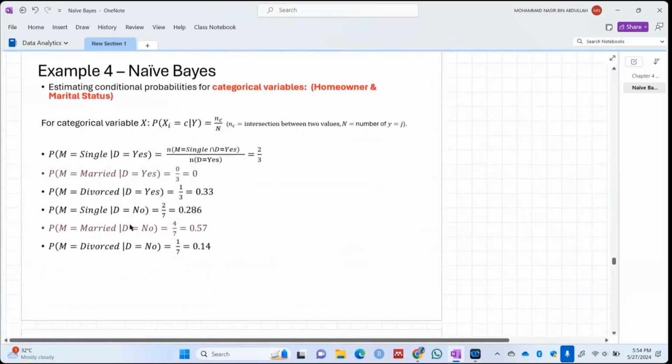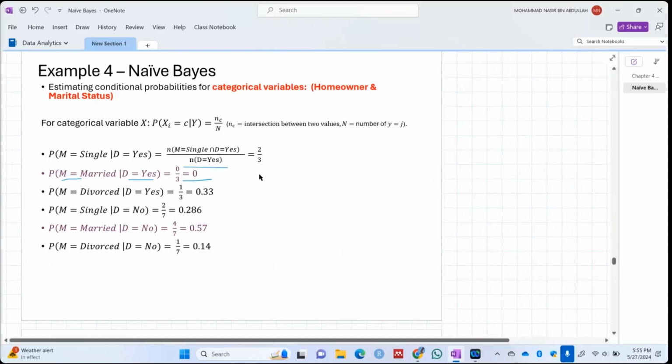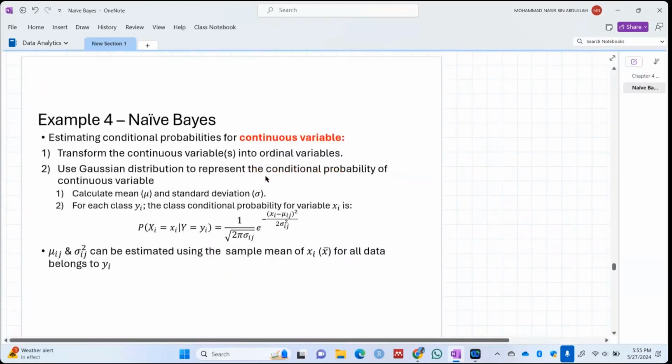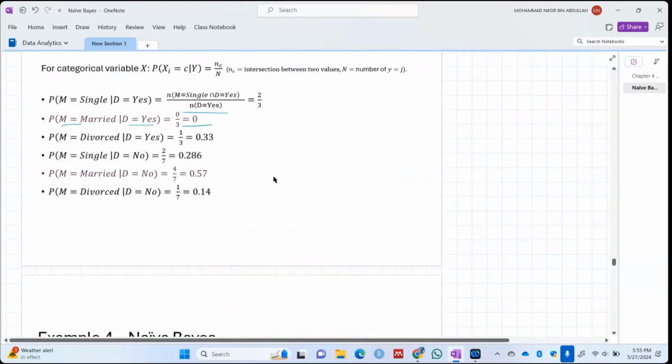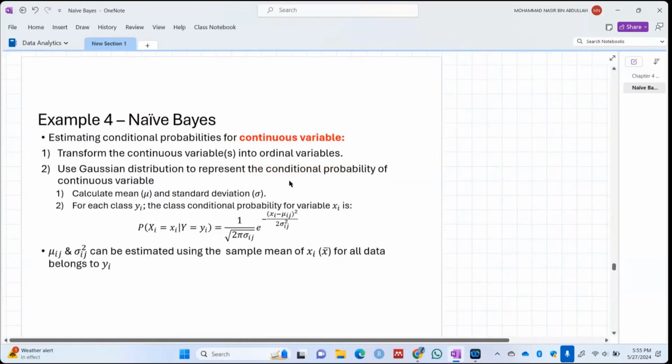Okay, this is for marital status. If I want to find probability of married given default borrower yes, we take the value of intersection of married and yes, divided by D equal to yes. Okay? This one is okay? For categorical variable. I just want you to understand the first part.